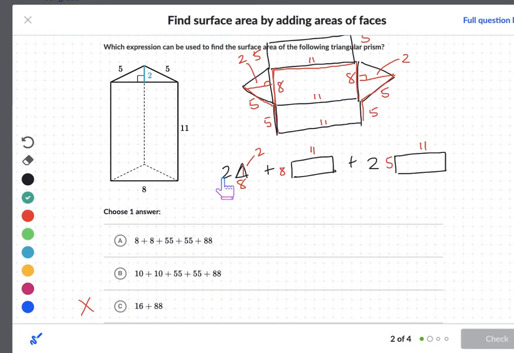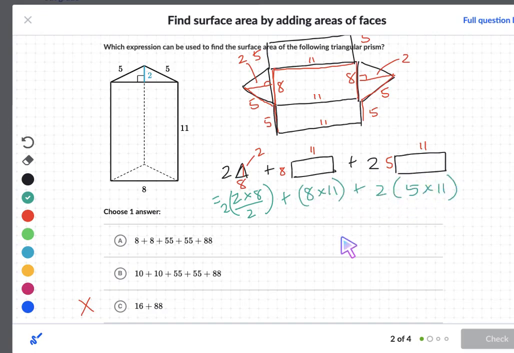So let's see. A triangle is base times height divided by 2. And then there's 2 of them, so we're going to take that answer and multiply by another 2. So again, this is base times height, 2 times 8, divided by 2. There's 2 of those, okay? And then this one is just base times height. And this is 2 of the 5 times 11s.